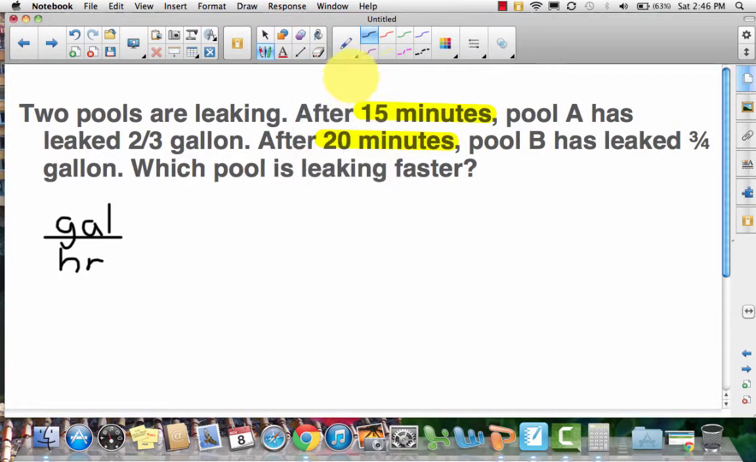and I have a pool that's leaking for 15 of those 60 minutes, that would be 15 out of 60. Well, I could simplify that fraction and figure out that 15 out of 60 is equal to 1/4. So 15 minutes is 1/4 of an hour. I'm going to write myself a little note up here. So this is equal to 1/4 of an hour.